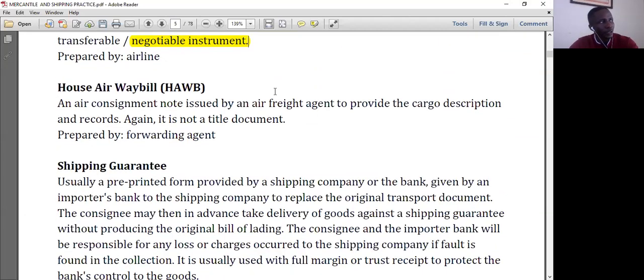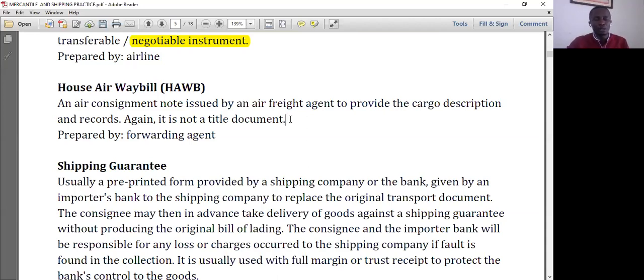Then, just like we were talking about the house BL, we also have the house airway bill. So it's a consignment note issued by an air freight agent to provide the cargo description and record. Again, it is not a document of title. Now, this house airway bill is also a very, very common document in air freight. But remember, in air freight, normally people export small parcels, and these small parcels may be packed in a container or on a pallet. So they'll issue you a house airway bill to cover maybe that container, just the same way I explained the house BL. They are the same.